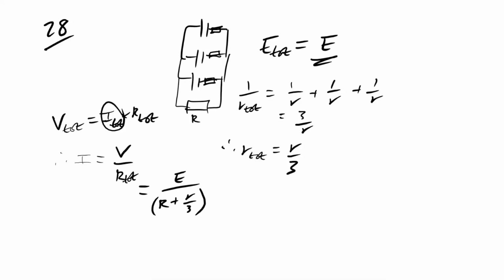And now this is what caught me out. This is what stumped me for a while. So I was like, well, that's the right answer. None of those seem to look like the right answer, but they've just multiplied both top and the bottom by 3. And so we end up with 3E divided by 3 lots of R just plus little r. So that might have caught you out like it did me.